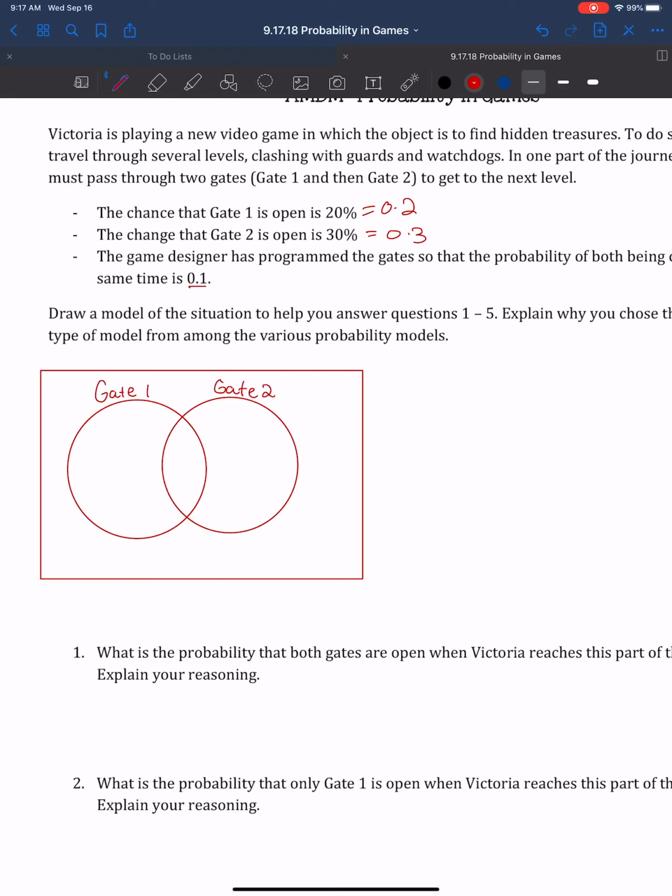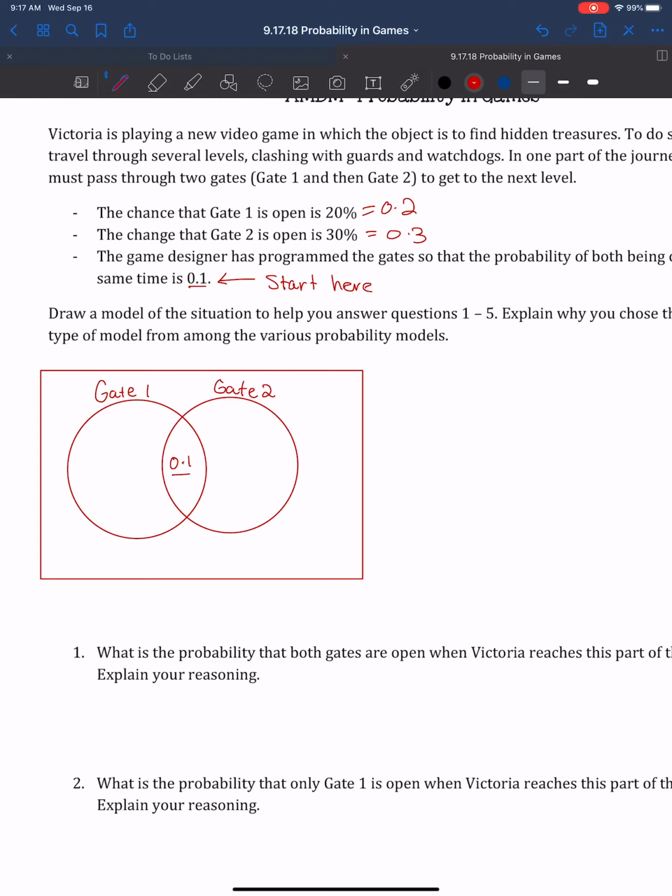Now, I'm going to start with my probability of both being open. So start here. It says that the probability of both being open is 0.1. Well, on the Venn diagram, the spot where both are open is the intersection of these two circles. So inside these two circles, there's going to be a 0.1. Now it says gate 1 is open 20% of the time.